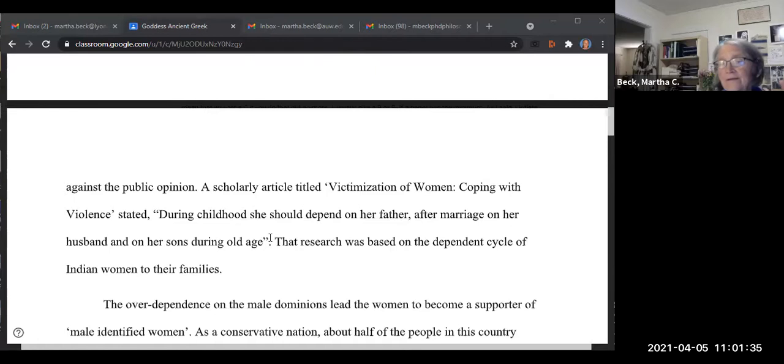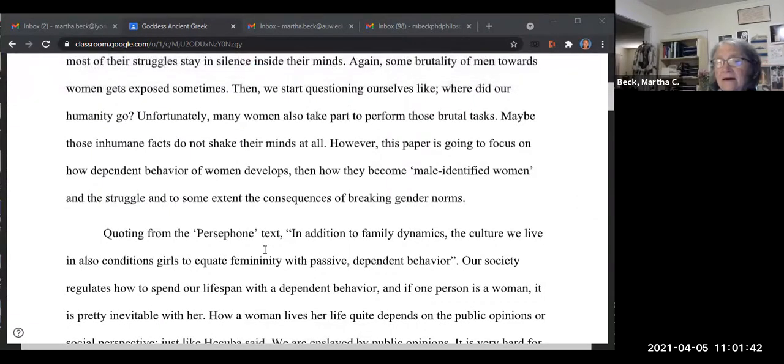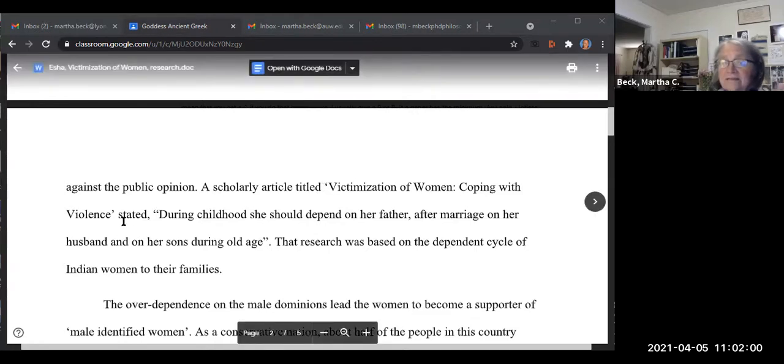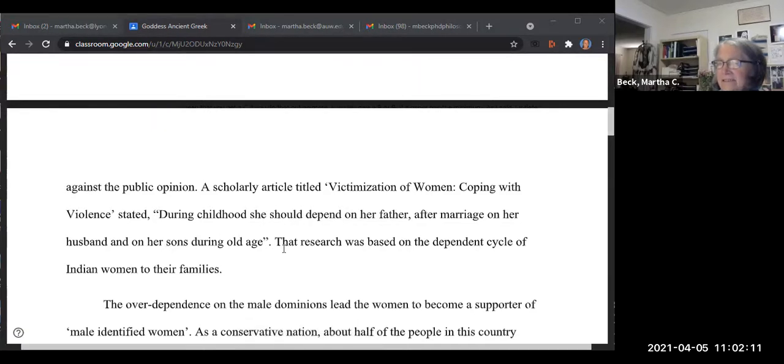Okay. So what she should have started this with, her first point, was going to be to explain how the dependent behavior develops. Then, right at the beginning of this paragraph, according to the article Victimization of Women, the scholar, whoever wrote it, said during childhood, she should depend. I mean, she needs a context here. The scholar says that adults tell young girls, quote, during childhood, she should depend on her father.